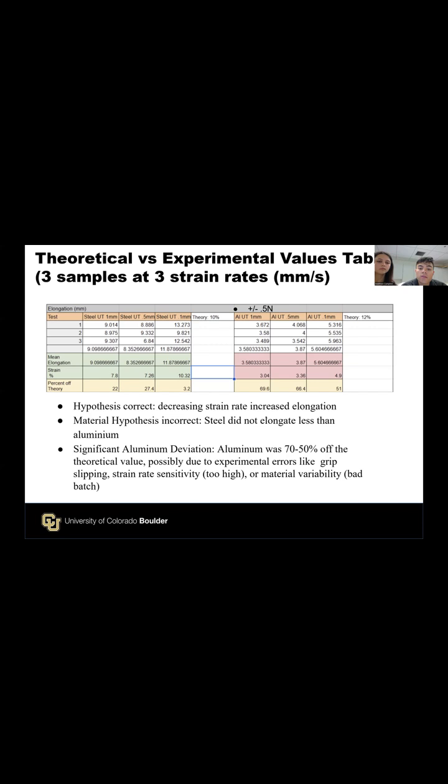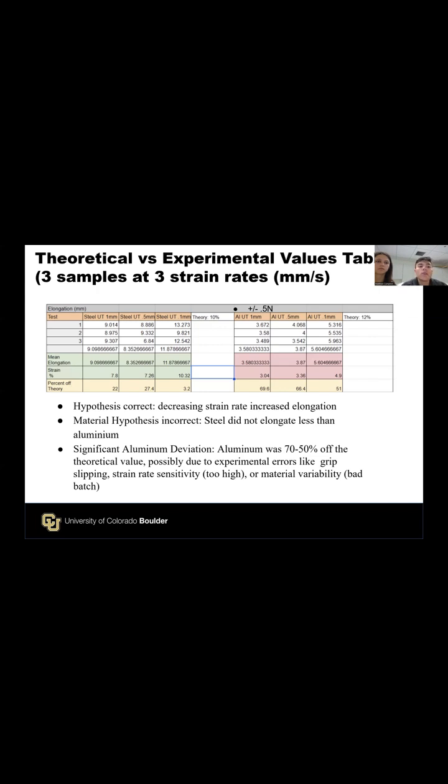However, our material hypothesis was wrong, as steel elongated more than aluminum, as you can see in the table. However, this might not be entirely true, as you can see by our percent off theory. Steel was very accurate with a 10% elongation for steel, but aluminum was anywhere from 70 to 50% off the 12% elongation for it. This may be due to slipping of the grips or material variability where there's stress concentrations in the crystalline structure, but it's most likely due to the strain sensitivity of aluminum, as it requires a slower strain rate in order to show true elongation, as we talked to the ITL engineer.